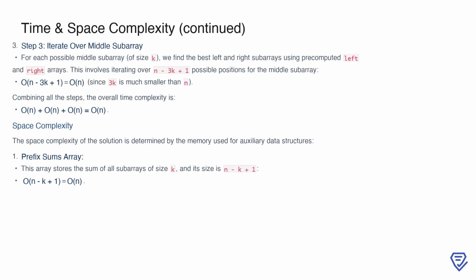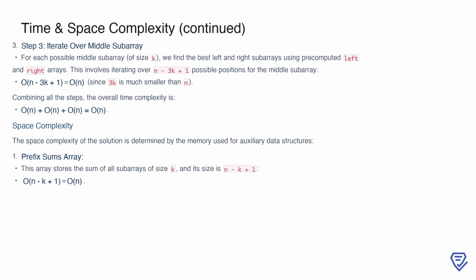Now, let's analyze the third step, where we iterate over all possible positions of the middle subarray. For each position, we use the pre-computed left and right arrays to find the best left and right subarrays. The number of possible positions for the middle subarray is n - 3k + 1, as we need to leave space for the left and right subarrays. This step involves a single pass through these positions, resulting in a time complexity of O(n - 3k + 1), which simplifies to O(n), since 3k is much smaller than n. When we combine the time complexities of all three steps, we have O(n) + O(n) + O(n), which simplifies to an overall time complexity of O(n).